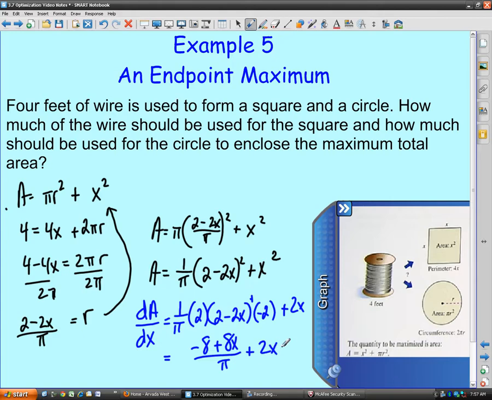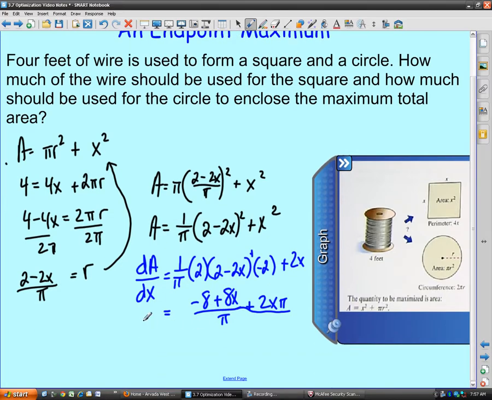Since that's really what we're trying to find, we need to set this thing equal to 0. And so by setting this thing equal to 0, the pi will go away. I can go ahead and solve this, and basically x comes out to be, when it's all said and done, 4 over pi plus 4, which is kind of an ugly number, and so that's approximately 0.56.